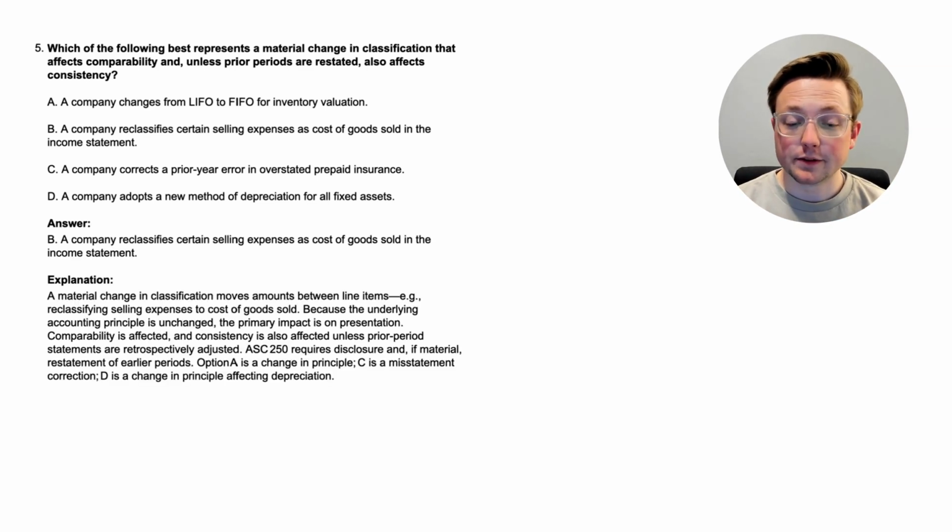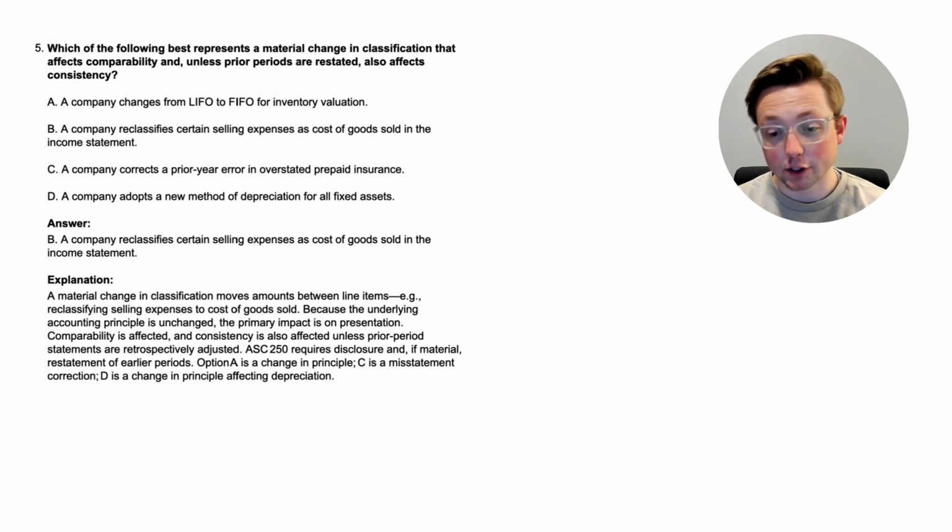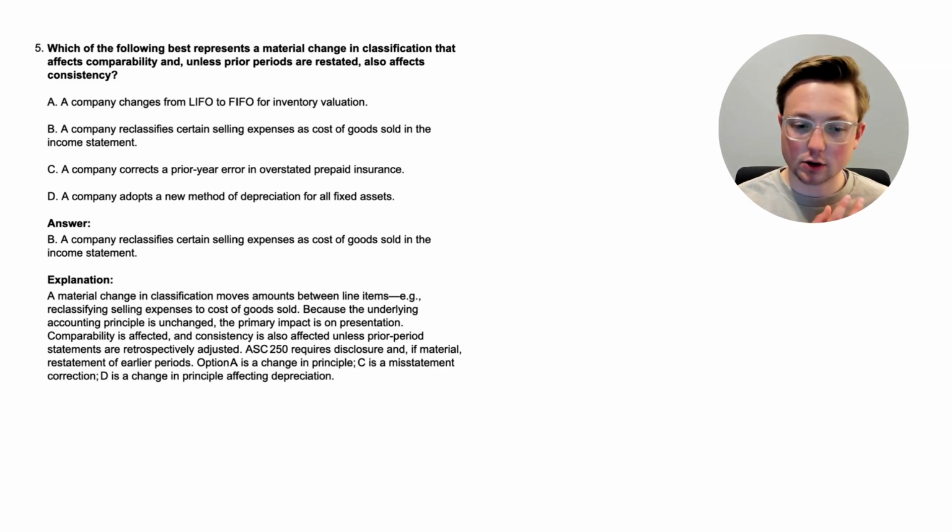B, a company reclassifies certain selling expenses as cost of goods sold in the income statement. So let's go through this explanation. A material change in classification moves amounts between line items, such as reclassifying selling expenses to cost of goods sold.